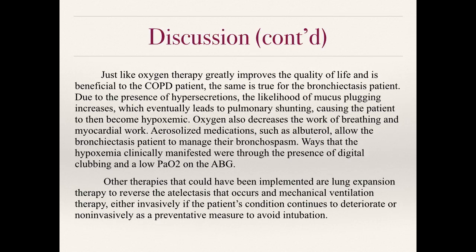A couple of ways that the hypoxemia clinically manifested were through the presence of digital clubbing and a low PaO2 on the ABG. Other therapies that could have been implemented are lung expansion therapy to reverse and prevent the occurrence of atelectasis and mechanical ventilation therapy, either invasively if the patient's condition continues to deteriorate or non-invasively as a preventative measure to avoid intubation or for chronic management of the bronchiectasis patient.